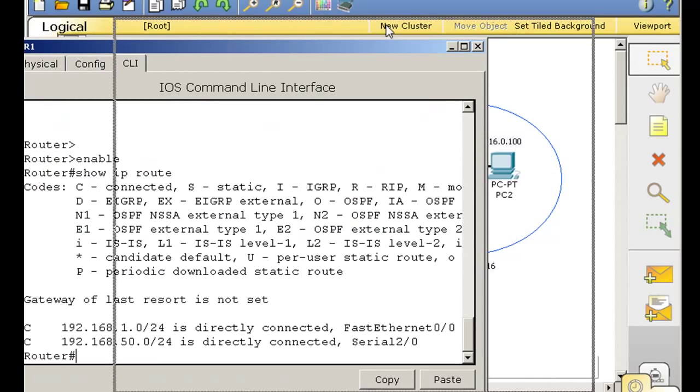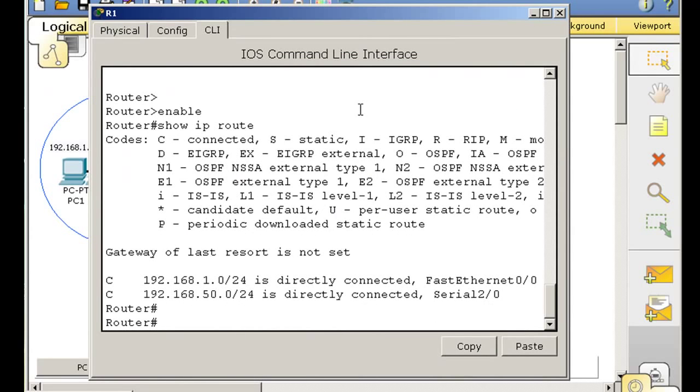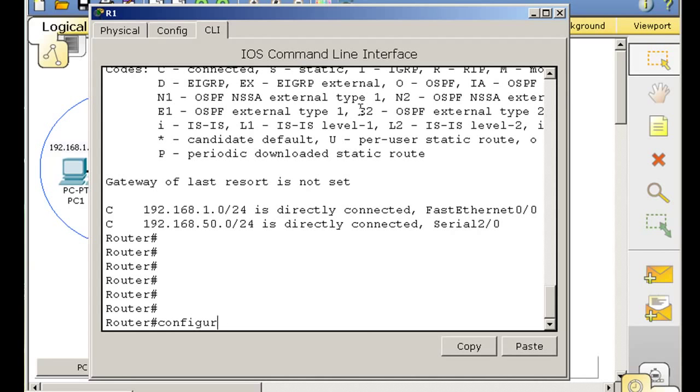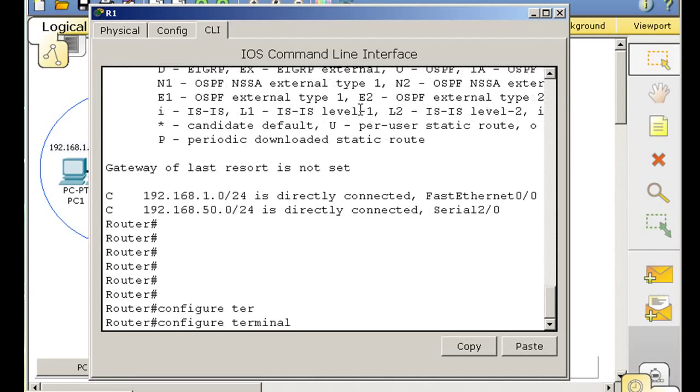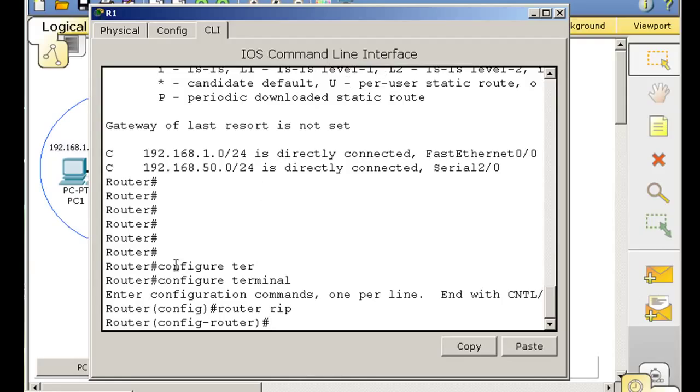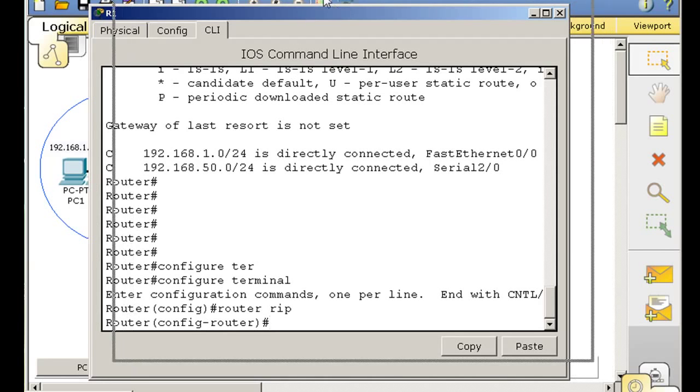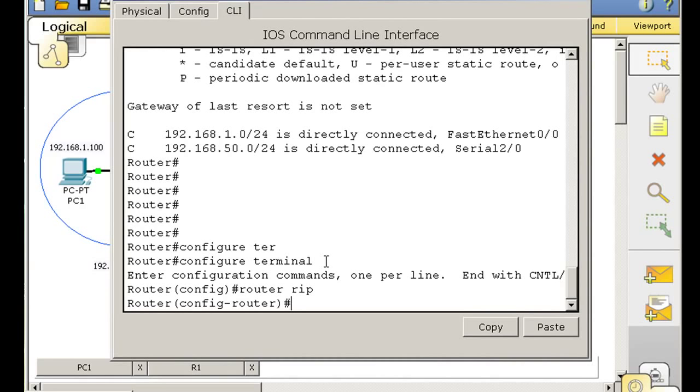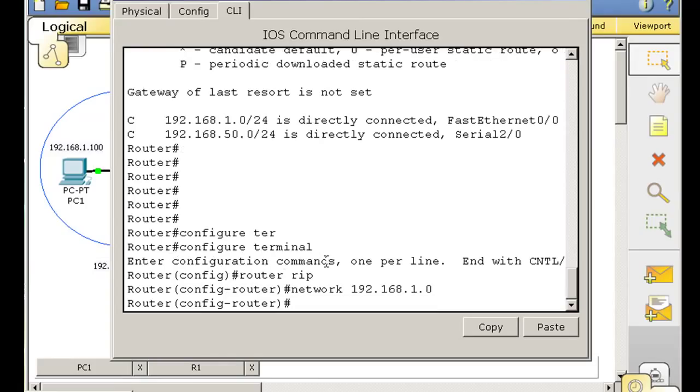So we'll go in here, and what I'll do is, I'm just hitting enter here, configure terminal, right? And I'll type router RIP, and that turns on RIP. And notice I'm in config-router mode now. And then what I have to do is tell the router about the networks that I want to participate in RIP. So I'll tell it about network 192.168.1.0.